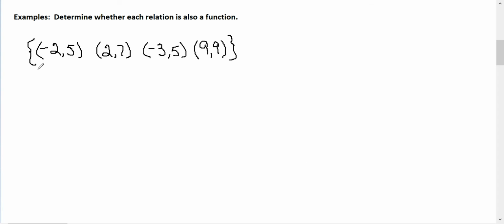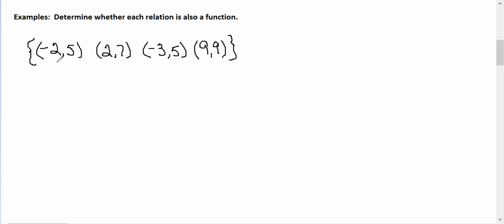Okay, in this set of examples where we are identifying functions, we want to determine whether each relation is also a function. And very simply, a relation is a function if the set of relations or ordered pairs have different x values. That is the rule to go by when we're giving this small exercise here. So it says determine whether each relation is also a function.